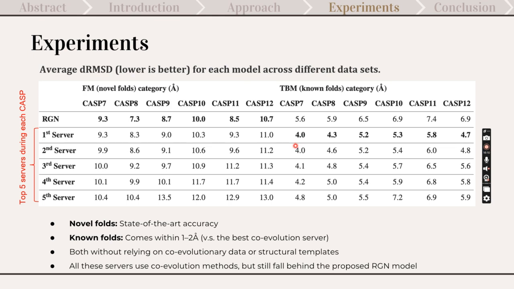But for known folds, it has an inferior result to the best of the CASP co-evolution servers. However, we have to note that they are only 1 to 2 angstroms away from the best server. So that's the conclusion of this experiment on DRMSD. For novel folds, they achieve the state-of-the-art accuracy. The known folds come within 1 to 2 angstroms versus the best co-evolution server.